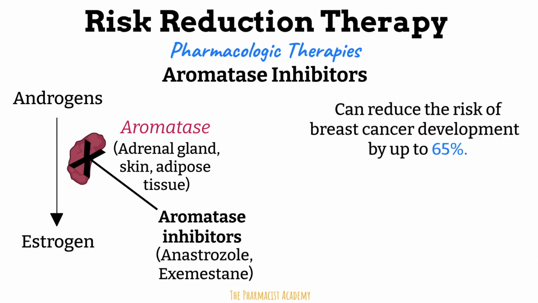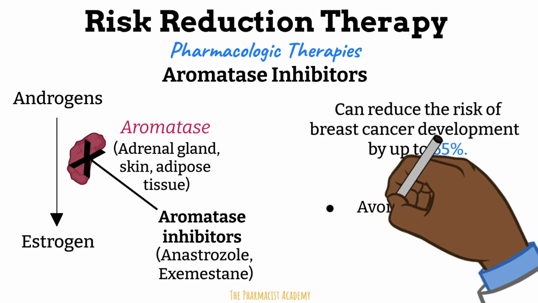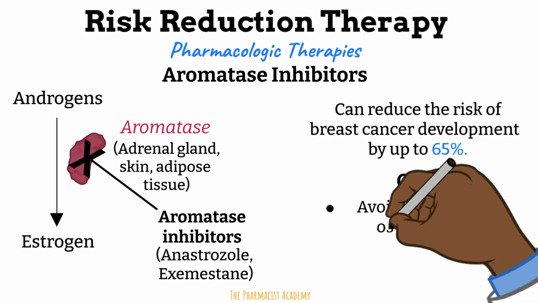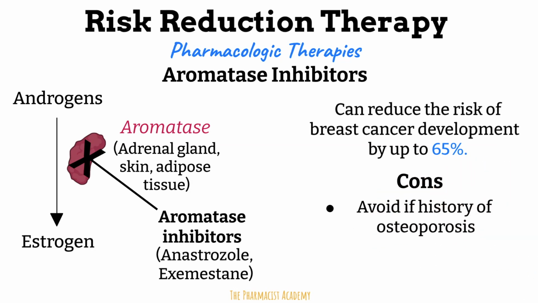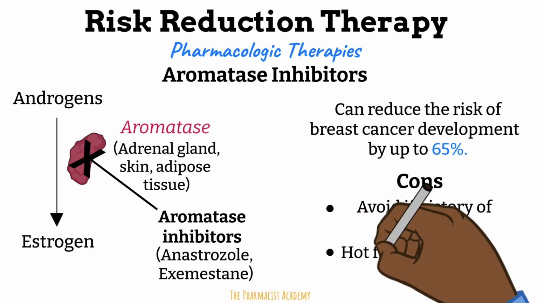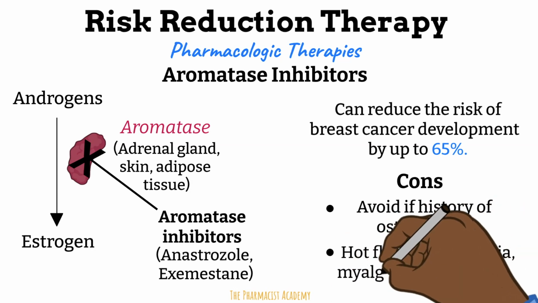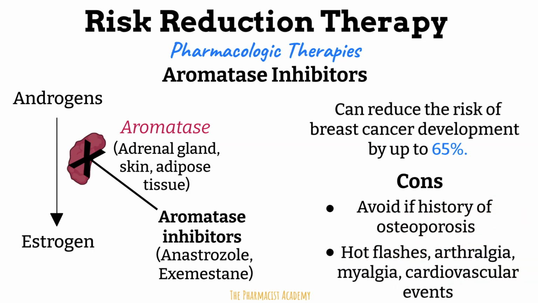In terms of the cons of AIs, we generally try to avoid them in patients with a history of osteoporosis. In patients with moderate decrease in their bone density, we can still consider an AI plus some bone protective agents. The AIs can cause hot flashes, muscle and joint pain, and cardiovascular events. Although cardiovascular events are also present with tamoxifen, researchers believe it may be less significant with the AI.